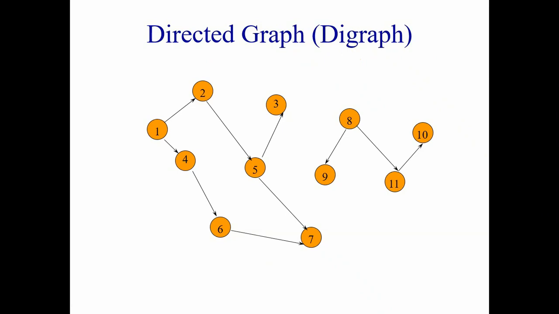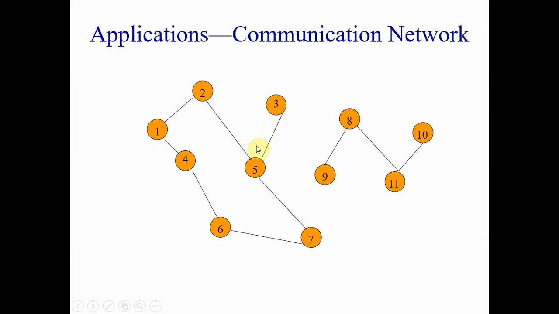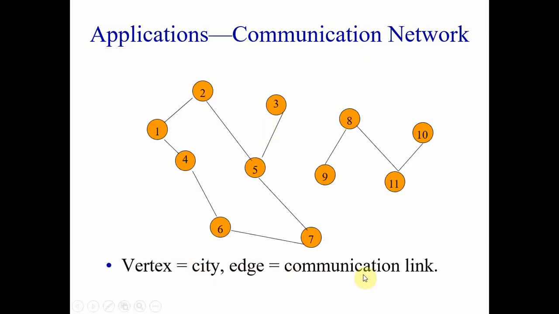One example for graphs is a communication network. If it allows bidirectional communication between two points, we can have the vertex as the city and the edge as the communication link, so that we can know which two are connected, that is, they can communicate directly, or some nodes or cities have to be connected through other cities.